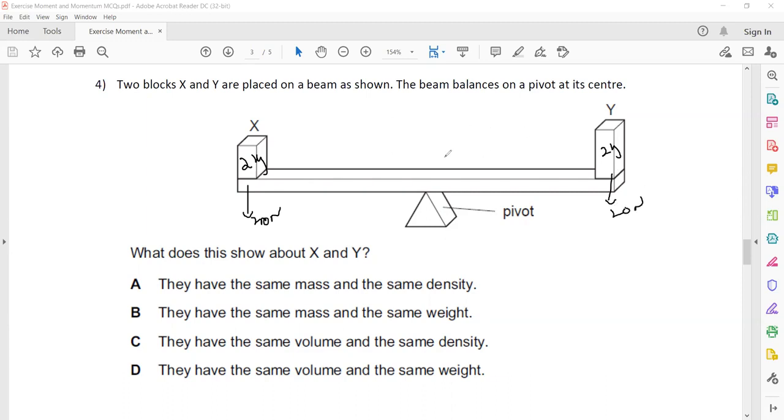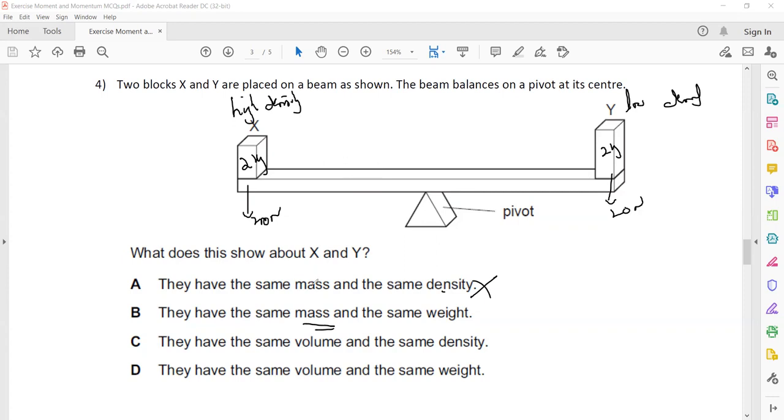But why are their densities not the same? Because they have different volumes. So this object will have more mass in a small volume. So X is denser, or X has high density, and Y has low density. So when we compare, they don't have the same density, that's why A is wrong.